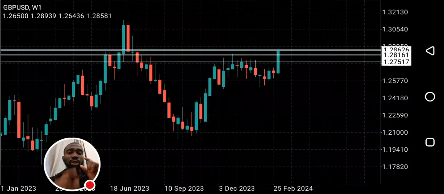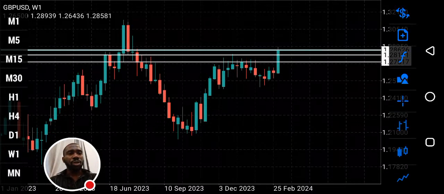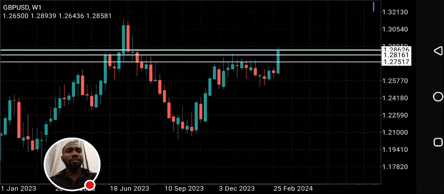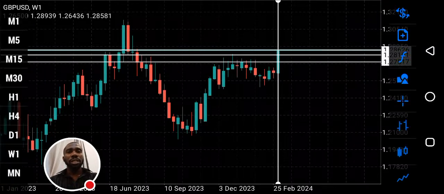Now, we need to be sure that a bearish reversal pattern forms at that supply zone or resistance zone. On the weekly, we can't identify a bearish reversal pattern, but we can see that price just tested a resistance zone or a supply zone, whatever you want to call it. So we need to go down to the next lower time frame, which is daily.